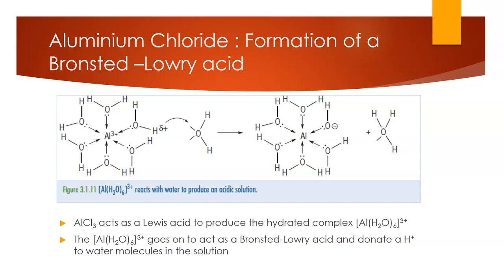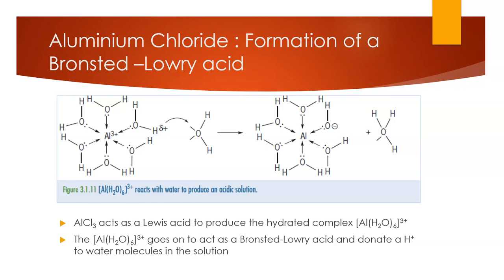So when we talk about the formation of a Bronsted-Lowry acid, we are forming something that is able to donate a proton. The initial step is AlCl3 acting as a Lewis acid, i.e. a metal ion that gets a dative bond. It accepts an electron pair.